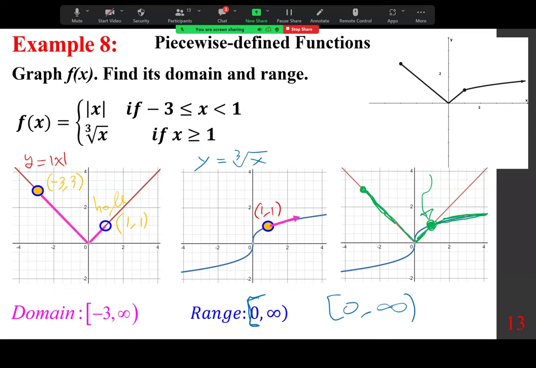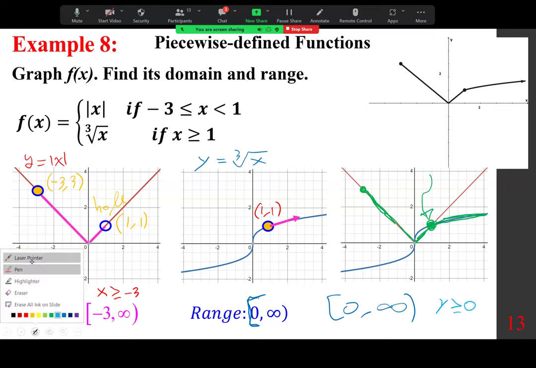So again, sometimes they use the inequality because they want to make sure that everybody understands. In the first case, it means x is larger than or equal to negative 3. That's for the domain. For the range, y is greater than or equal to 0. That's why sometimes they use the inequality, so the reader can see which one is x and which one is y.